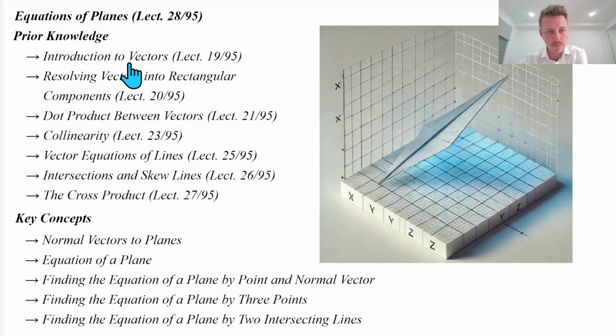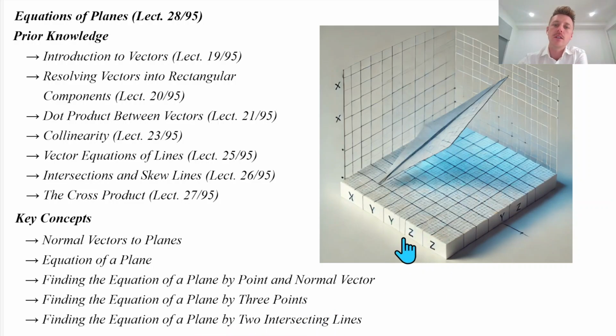So we looked at introducing what vectors are, resolving vectors into rectangular components, the dot product between vectors, collinearity, vector equations of lines, intersections and skew lines, and the cross product. Going to need to draw on all of this information in order to define the equation of a plane in space. So the concepts we'll cover here are normal vectors to planes, the equation of a plane, finding the equation of a plane when you get given a point and a normal vector, when you get given 3 points, and when you get given 2 intersecting lines.